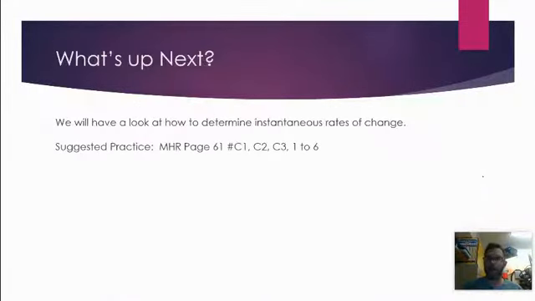Now you guys have some practice to work on. And this is the end of lesson 6. We got one more lesson in our unit, and we'll have wrapped up our first unit on polynomial functions.